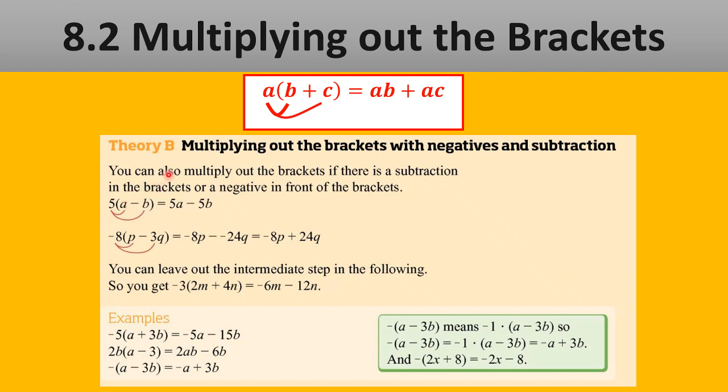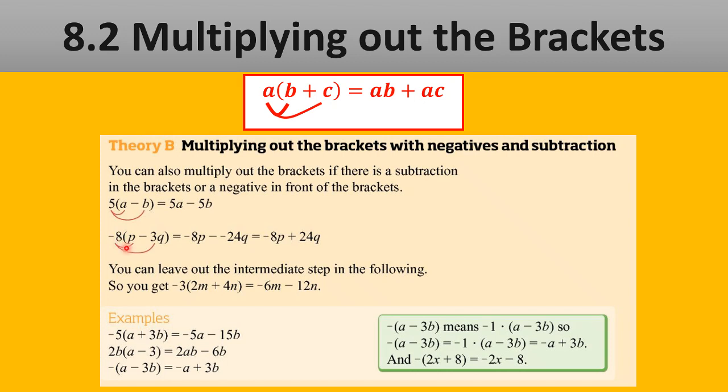So there are two different things that we can change right now. We can ask what happens when there is a negative sign inside of my brackets, but we can also look at what happens when there is a negative number in front of my brackets. And the same rules apply. Here you do 5 times a and you do 5 times b. But now there's a minus sign right here, so you don't get 5a plus 5b, you get 5a minus 5b.